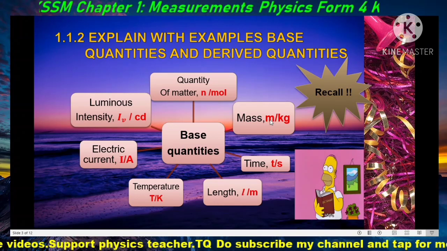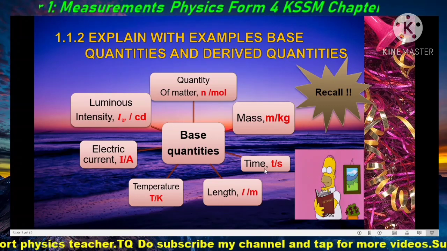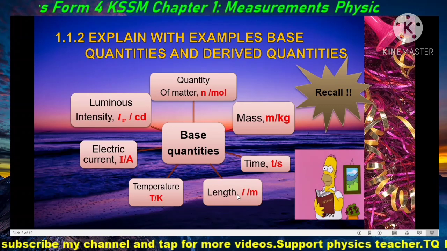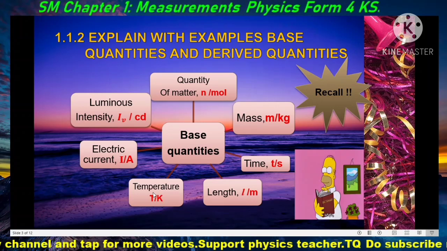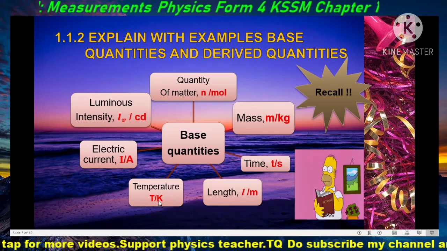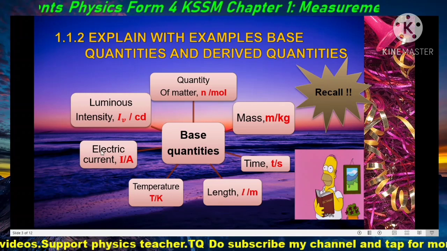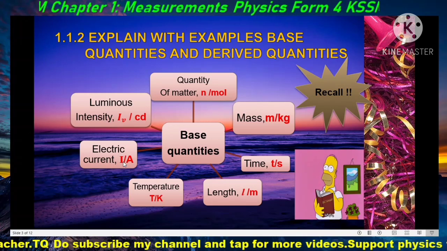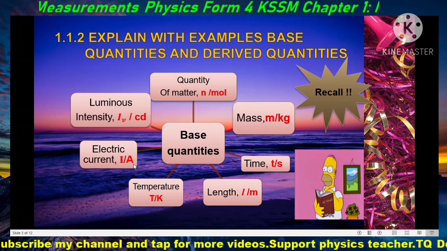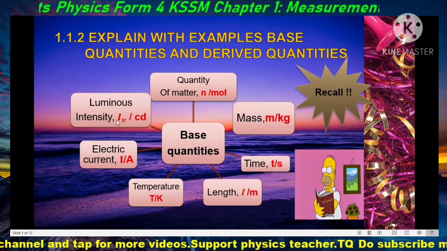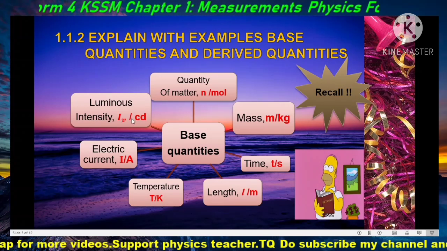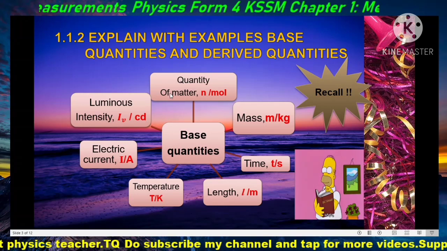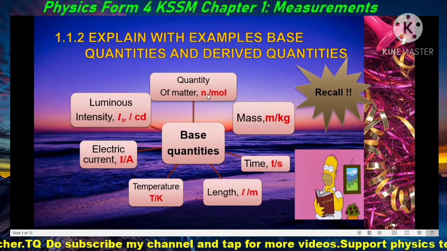Mass, symbol M, and the unit is kilogram. Time, symbol small t, and the unit is second. Length, symbol is L, the unit is m. Temperature, symbol capital T, the unit is Kelvin, capital K. Electric current, symbol is I, and the unit is A or ampere. Luminous intensity, symbol is Iv, the unit is cd or candela. And the last one, amount of substance, we use the symbol N, the unit is mole.